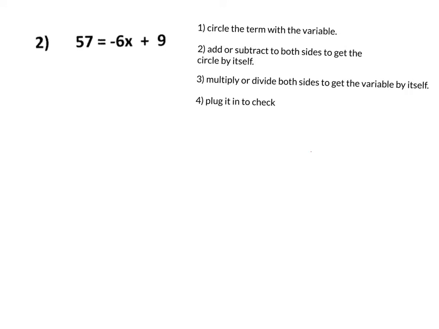So number 2, we're going to go through the same steps every single time. Circle the term with the variable. The term with the variable is negative 6x. Now, we want to get the circle by itself, so we've got to get rid of plus 9. Well, what's the inverse of plus 9? The inverse of plus 9 is minus 9. And we're going to do that to both sides. So I've got 57 minus 9, which is 48, is equal to negative 6x.